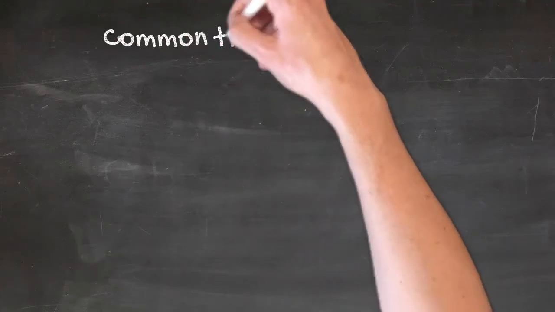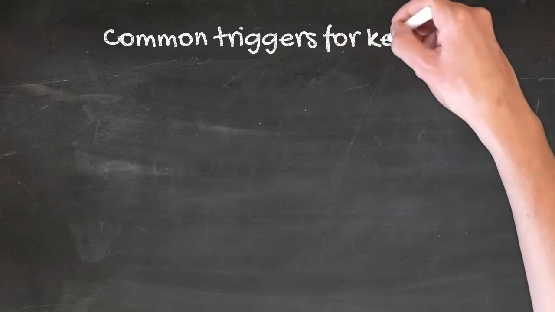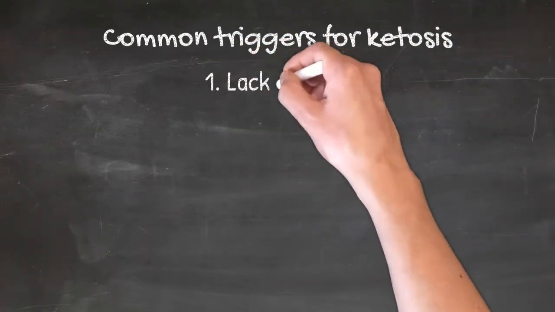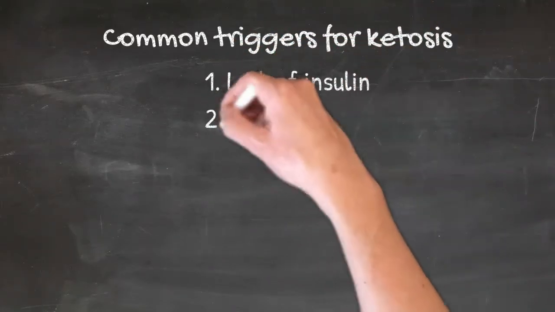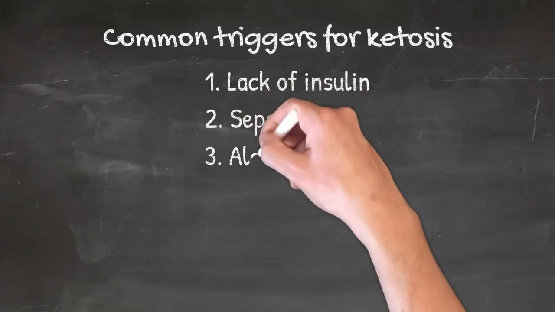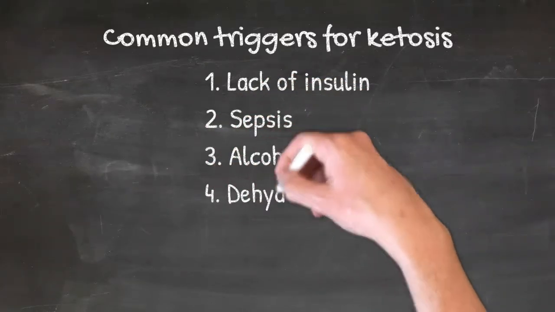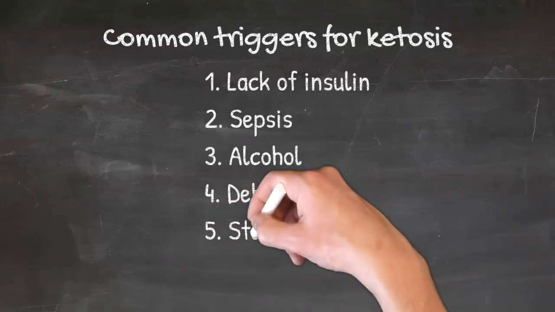There are certain common triggers for ketone production. Complete lack of insulin is one of them, and anything that raises the counter-regulatory hormones, like sepsis, dehydration, starvation, being nil by mouth, or drinking plenty of alcohol.